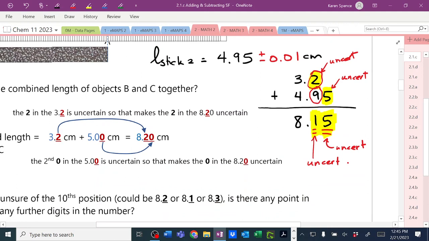So what we have to do is we go to our very first uncertain digit, and then we round to that first uncertain digit. So our first uncertain digit is the 1. We look next door to the 5 and we say that's a 5, so it's going to have to round up. So this answer is then going to become 8.2 centimeters.